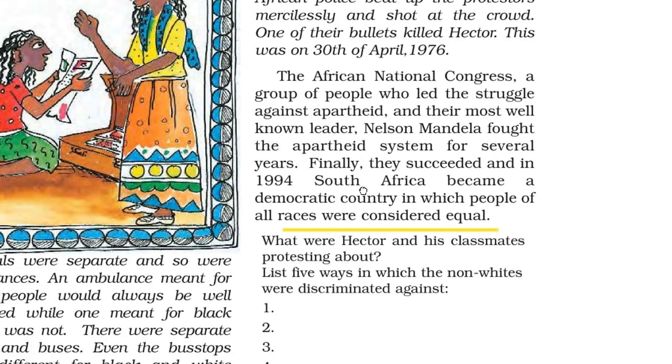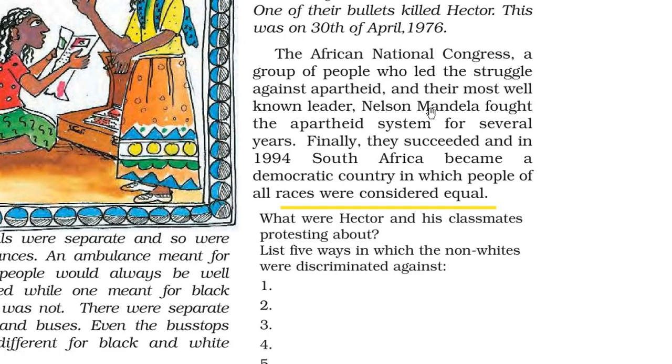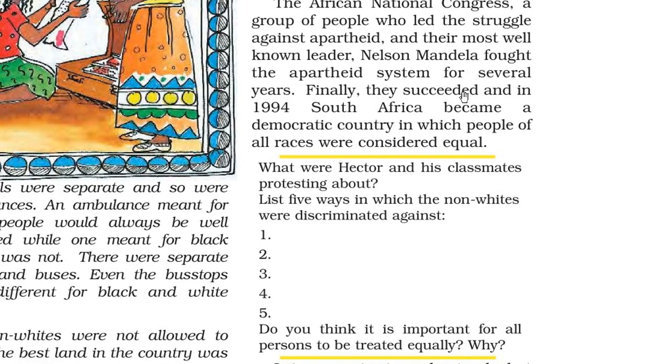The African National Congress, a group of people who led the struggle against apartheid, and their most well-known leader, Nelson Mandela, fought the apartheid system for several years. Finally, they succeeded, and in 1994, South Africa became a democratic country in which people of all races were considered equal.